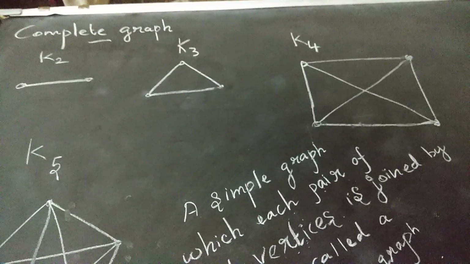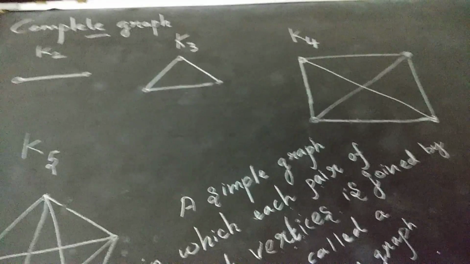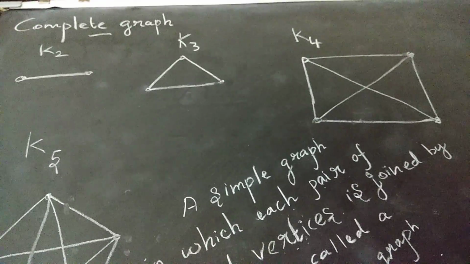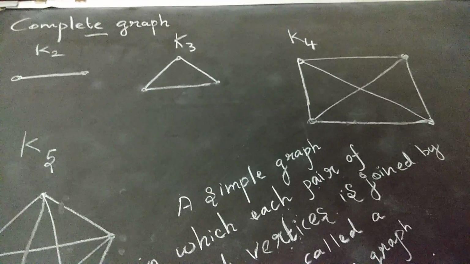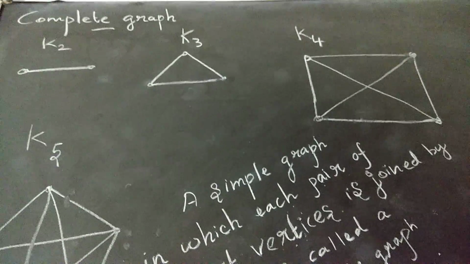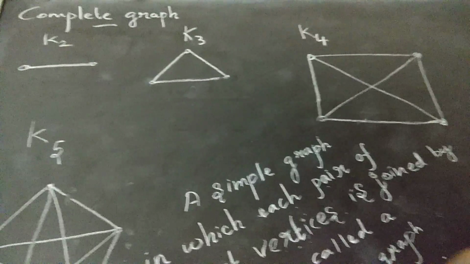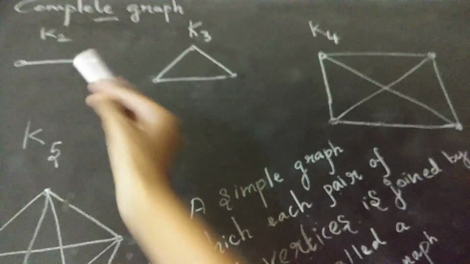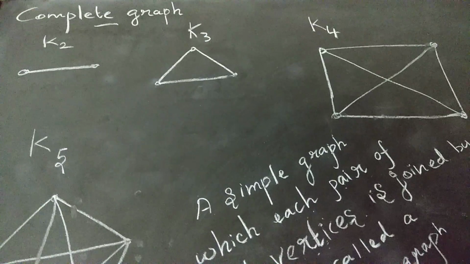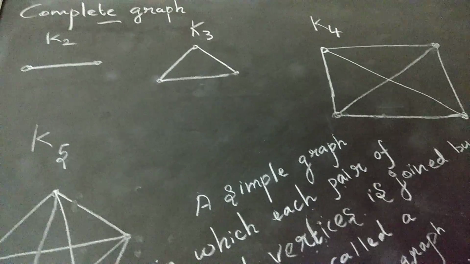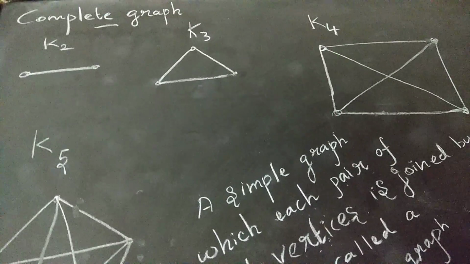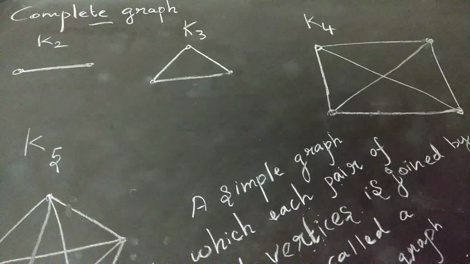If in any statement of any theorem you see Km like that, one thing should come to your mind: they are talking about a complete graph. Is that clear? So here let us see the first example, K2. K2 means what? The 2 denotes that it is a complete graph having two vertices. That is what is meant by K2.